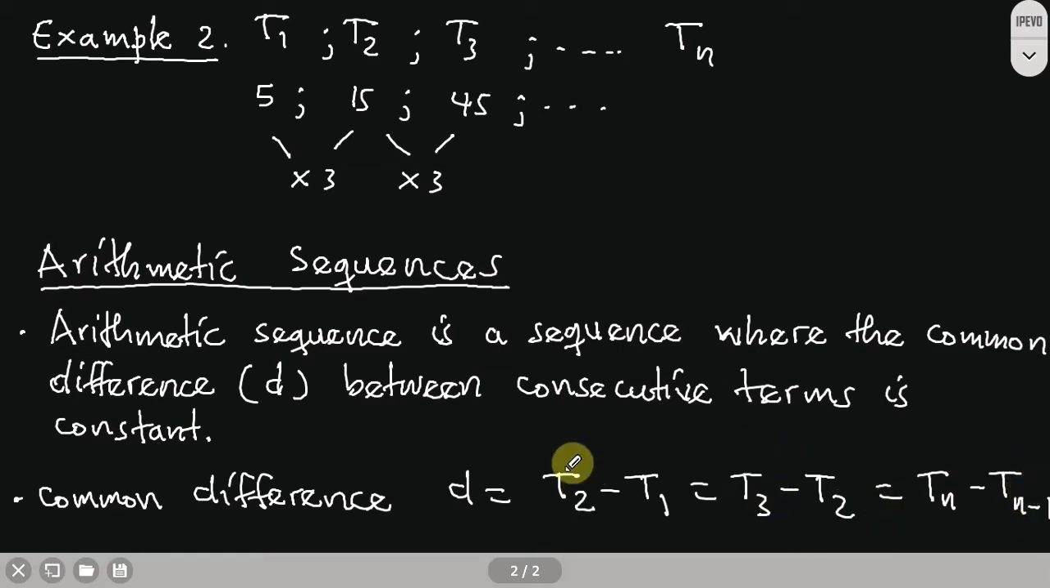This is the next number minus the previous number, and it will be equal to D, which is the common difference, and that common difference is constant for an arithmetic sequence. Again, we say that an arithmetic sequence is a sequence where the common difference between consecutive terms is constant. Okay, now let's move on.